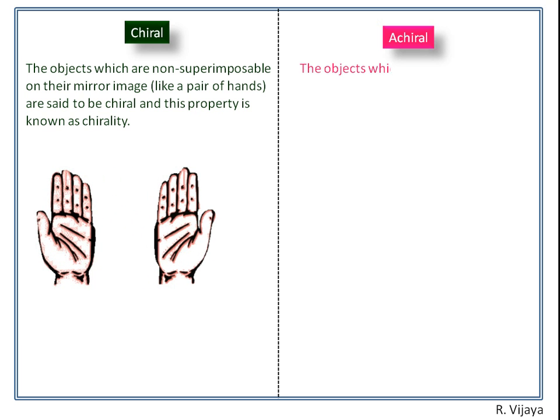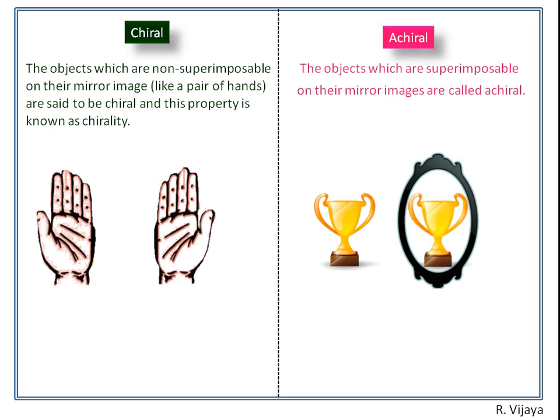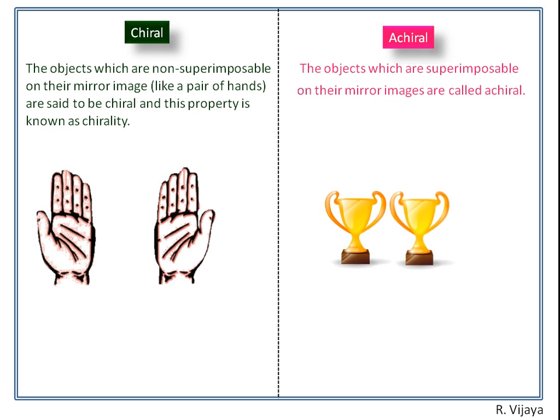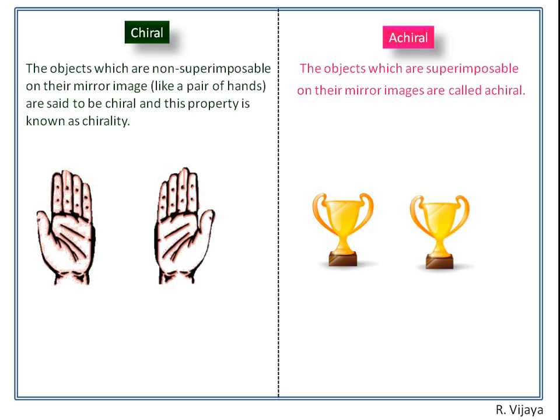Next we see achiral. The objects which are superimposable on their mirror images are called achiral. Here the trophy and its mirror image are superimposable. This type of molecule is known as an achiral molecule.